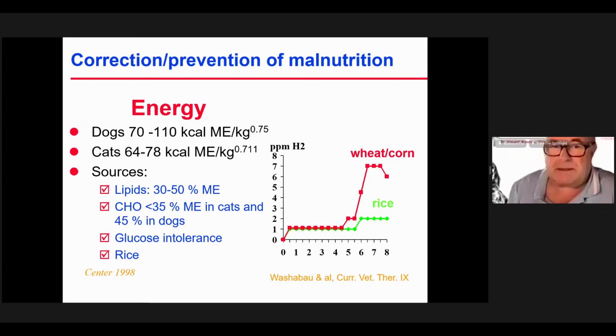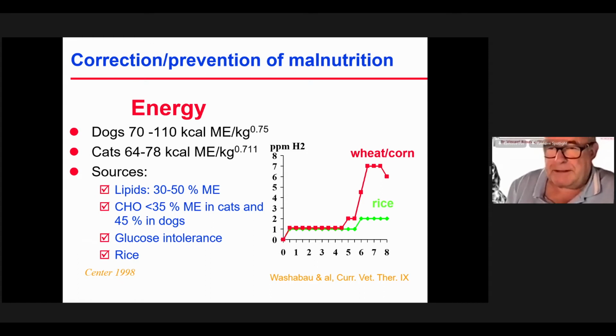You can see that the equation is slightly different in cats. We're using the exponent 0.711 instead of 0.75. But if you go in hospital, for dogs and cats, they use the same equation, 70 calories per kilo of metabolic body weight for animals that are hospitalized. Okay.